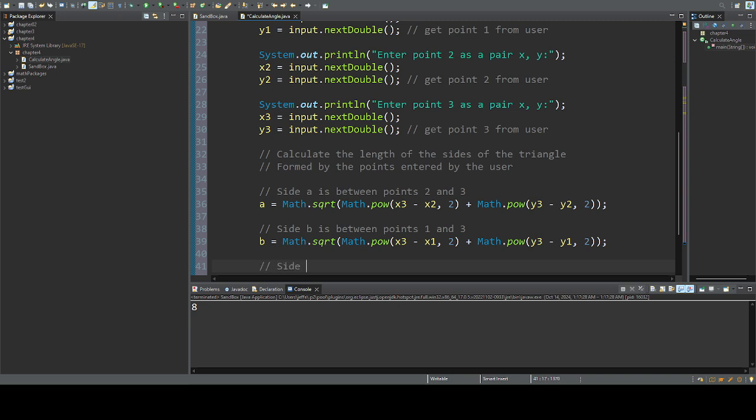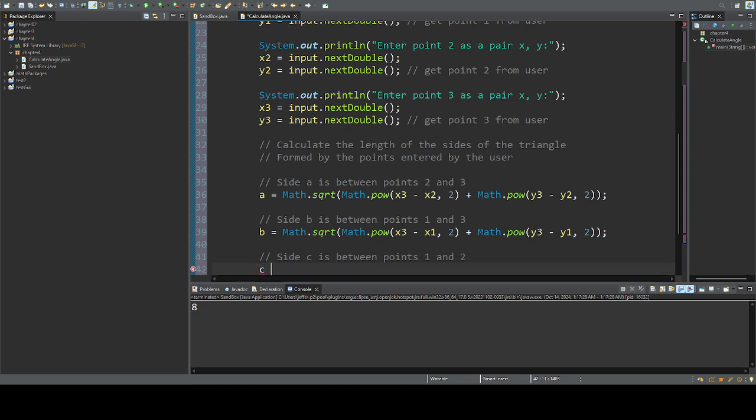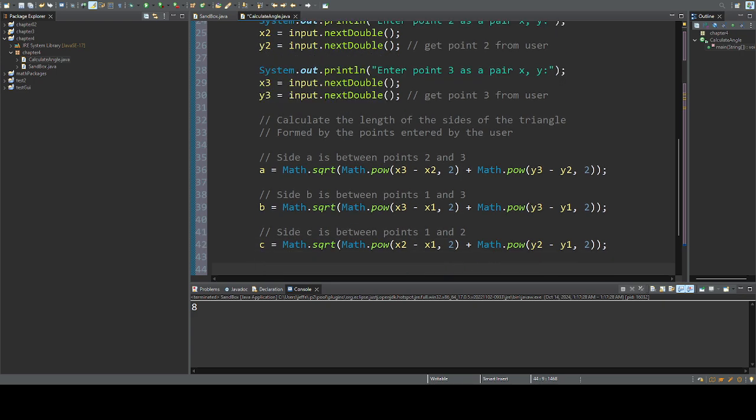And side C is between points 1 and 2. So C is equal to math.sqrt, math.pow x2 minus x1 squared, plus math.pow y2 minus y1 squared. And so now we have all of the sides that we need for a triangle.